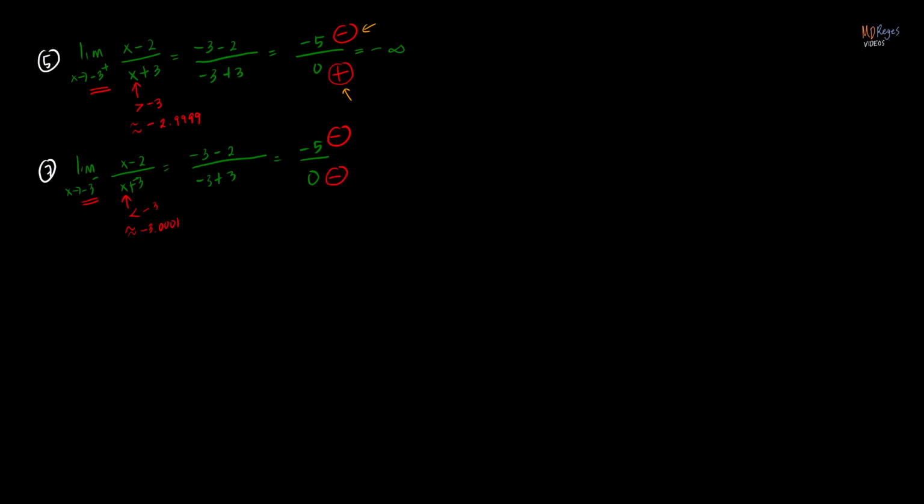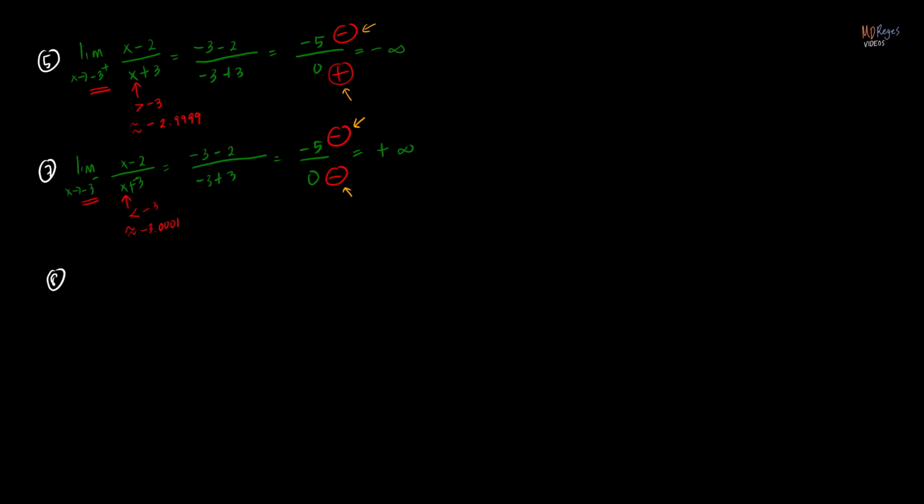Right? So the sign of the denominator is negative whenever x approaches negative 3 from the left. So we have the quotient of a negative number and another negative number, and the quotient would be a positive number. So this is positive infinity.